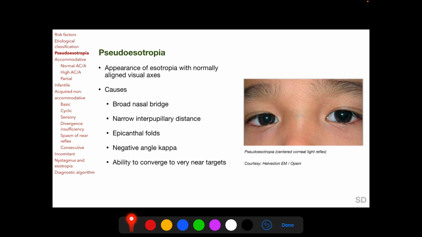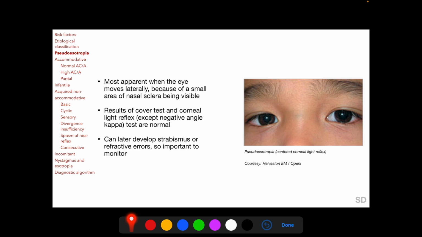Pseudoesotropia is the appearance of esotropia with normally aligned visual axes. The causes of pseudoesotropia include a broad nasal bridge, as seen here in this photograph, narrow interpupillary distance, epicanthal folds, and negative angle kappa. Patients with the ability to converge on very near targets can also appear esotropic. Pseudoesotropia is most apparent when the eye moves laterally, because when the eye abducts, the area of nasal sclera visible appears to be very small in pseudoesotropic patients.